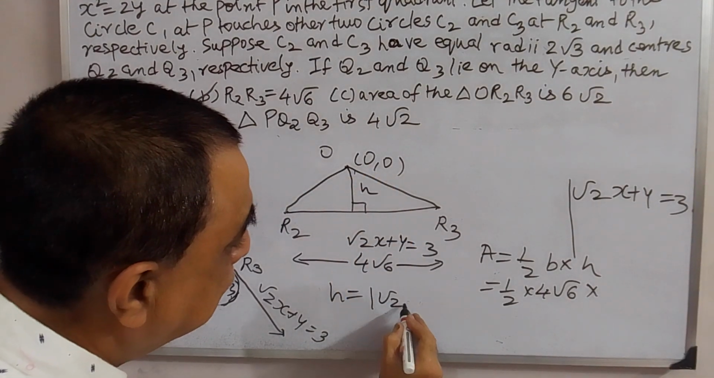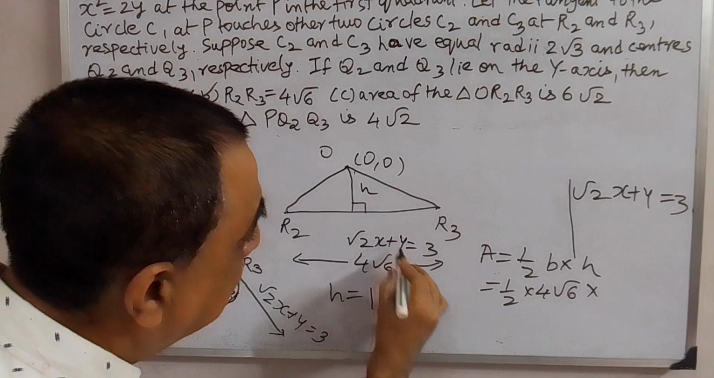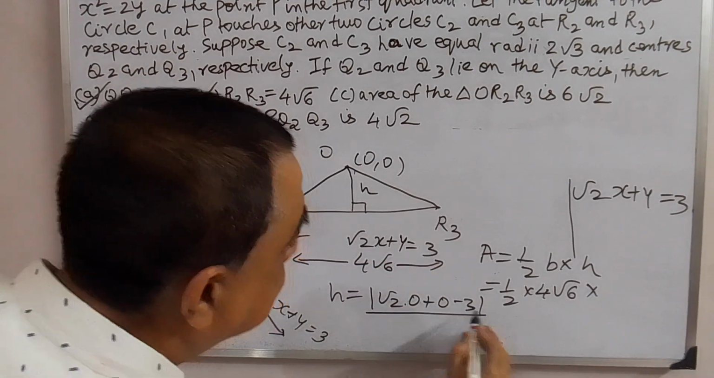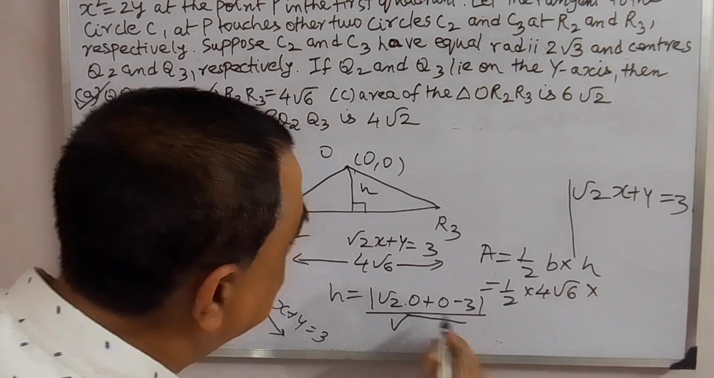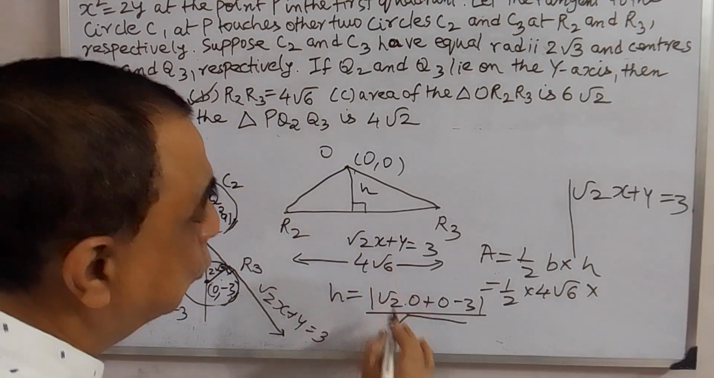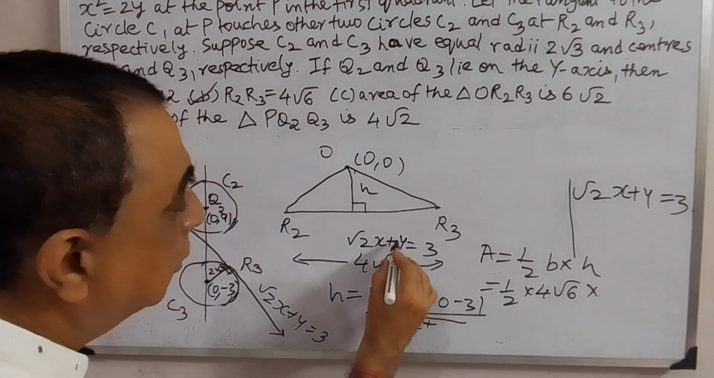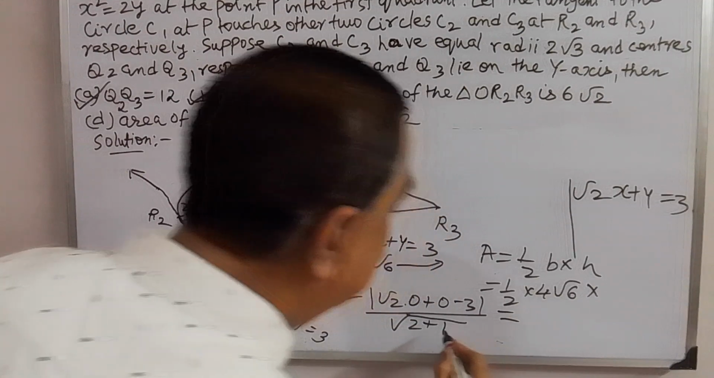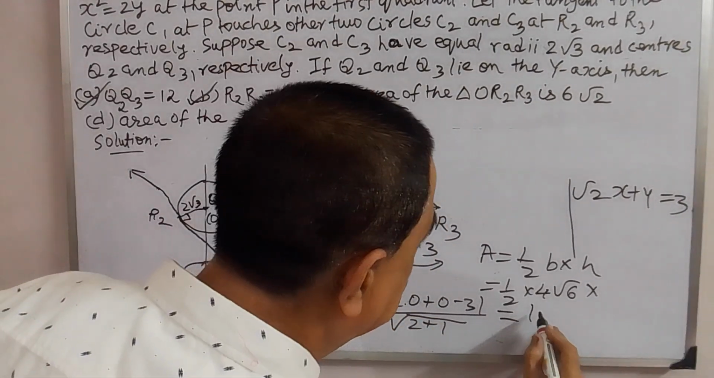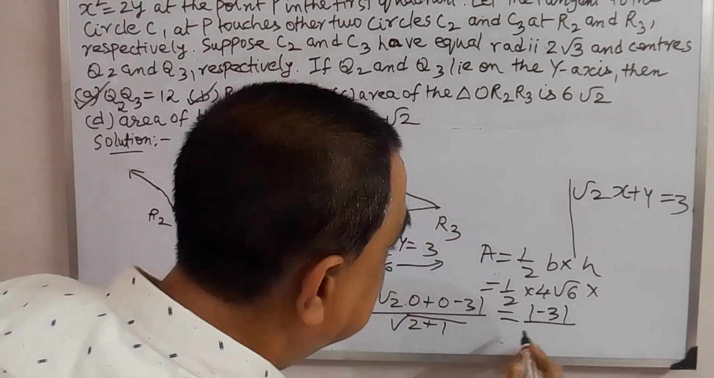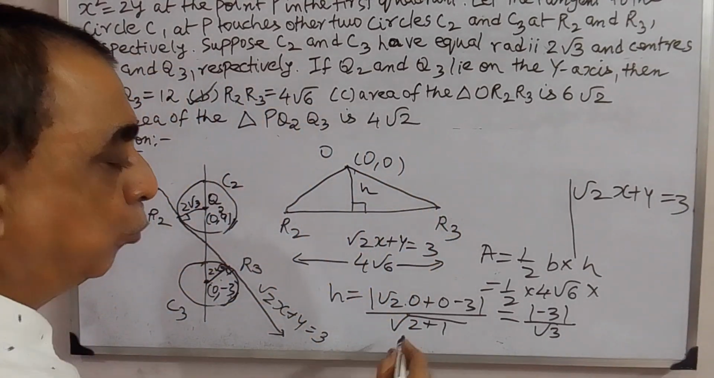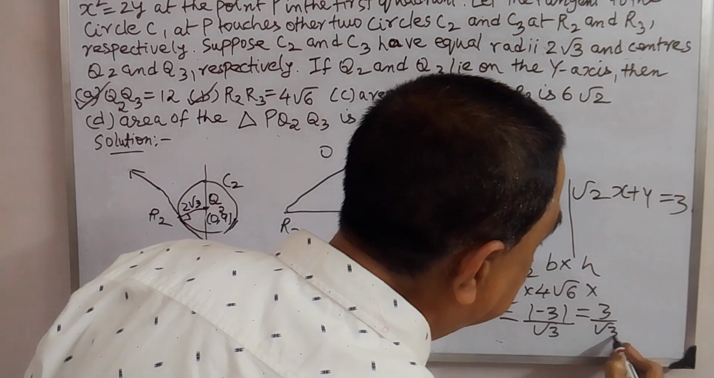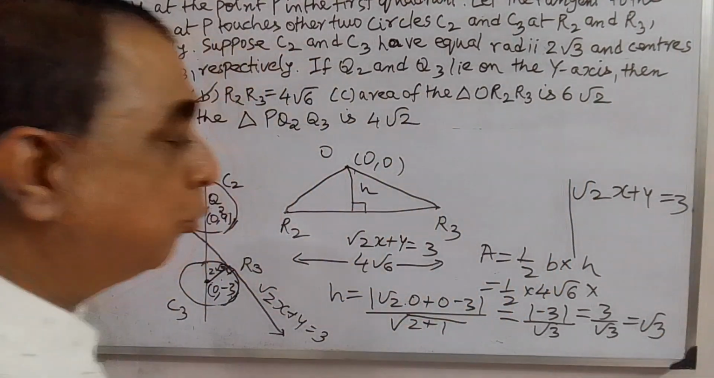Okay, so this will be root 2 into 0 plus y, you will put 0 and minus 3, modulus of that, divided by the square root of x coefficient square, root 2 square is 2, plus y coefficient square, that is 1 square is 1. So what we are getting is modulus of minus 3 divided by root 3. 2 plus 1 is 3. So modulus of minus 3 is 3, 3 by root 3, so that is equal to root 3.